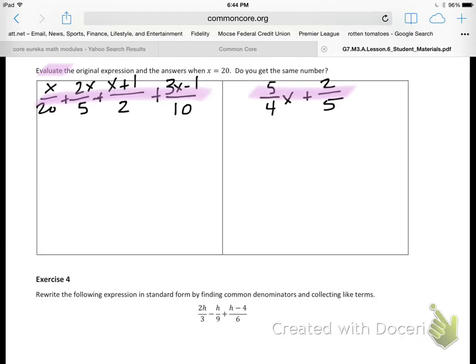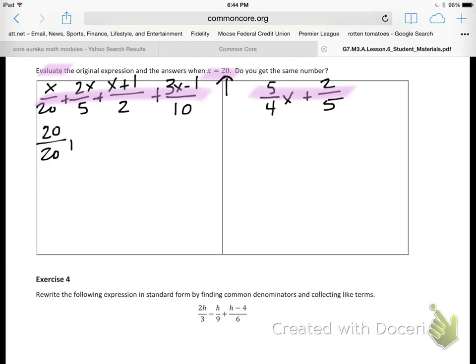So if we're going to evaluate, you remember what evaluate means. When you evaluate using a certain number, in this case we're going to use x as equaling 20. What that means is to simply plug 20 in everywhere you see x. So I'm going to go ahead and do that over here first, and we'll watch this play out.